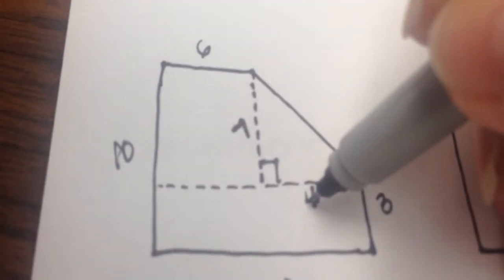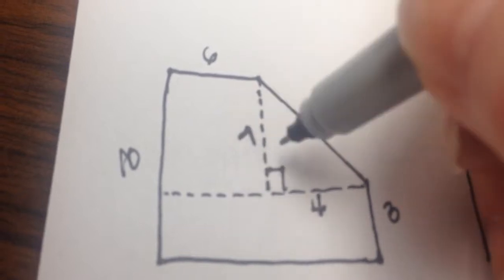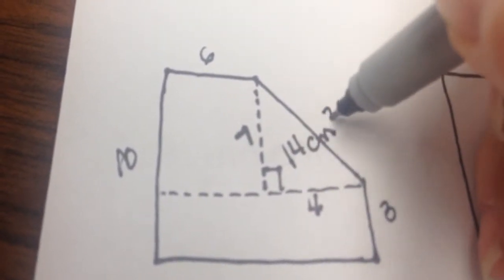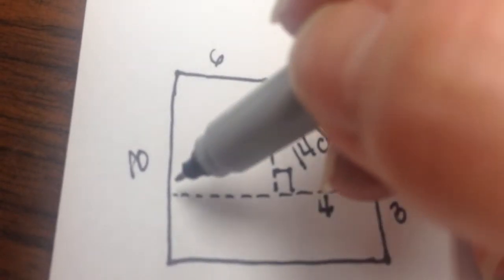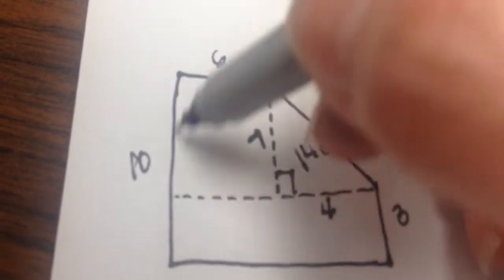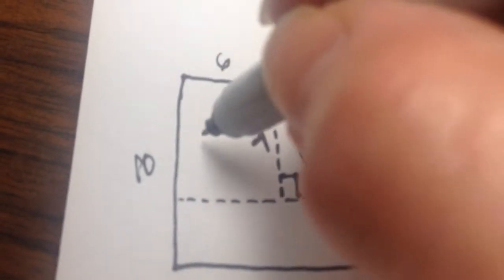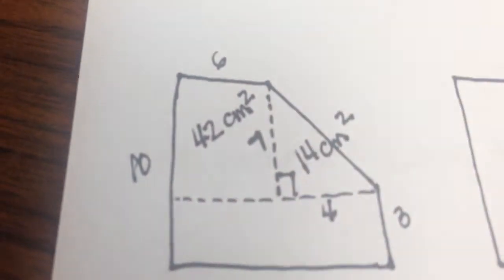All right, so half base times height. So half of 4 is 2. Times the height, 7, this would be 14. And again, let's say there's centimeters, so centimeters squared. Now I have 2 different rectangles. This one is going to be not 10, but what? 7. 7 times 6, which is 42 centimeters squared.